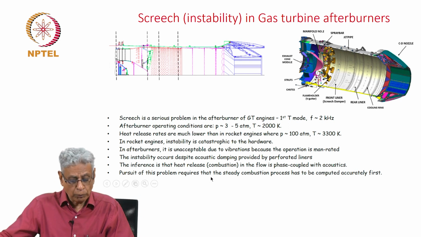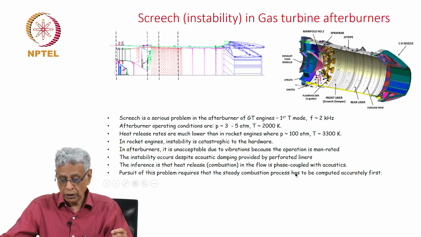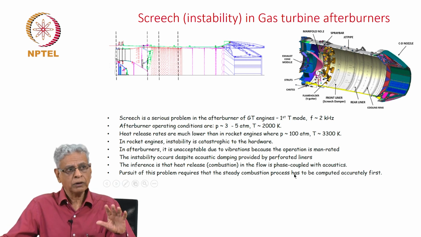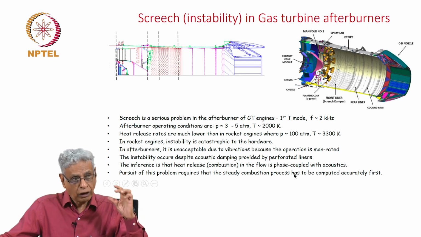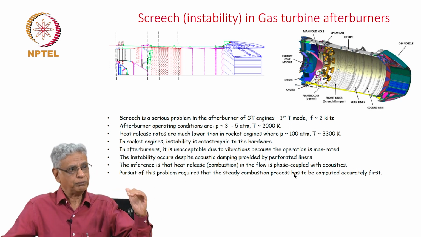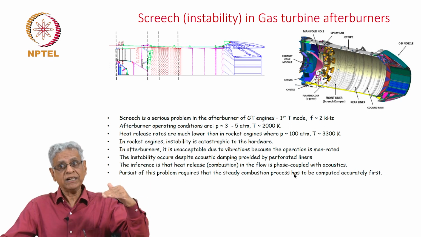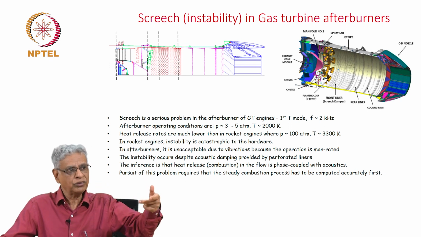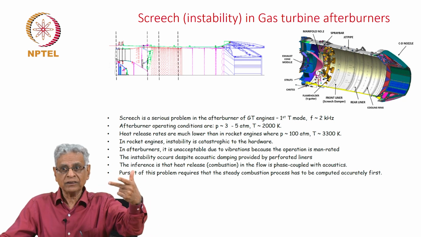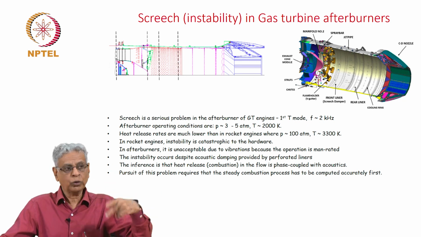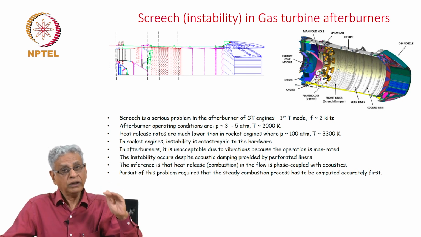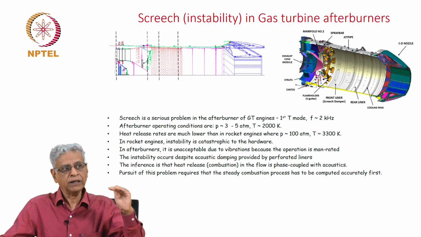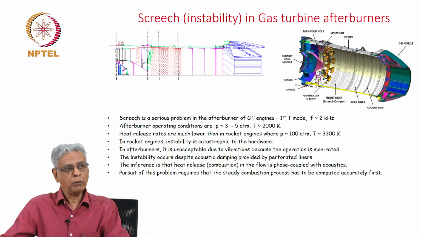The pursuit of this problem requires that the steady combustion process is to be accurately computed, and the reason is very simple, because instability is caused from a given steady state, and you must know what the steady state is. In the steady state you add a disturbance, this disturbance amplifies, then you say it is unstable. So we must therefore know pretty accurately the steady state itself. That is the key to understand the processes of Screech.